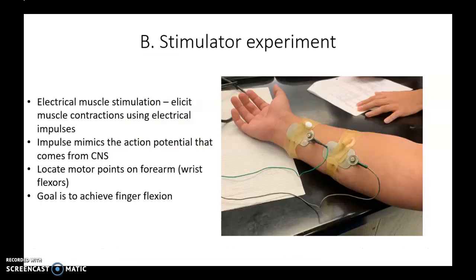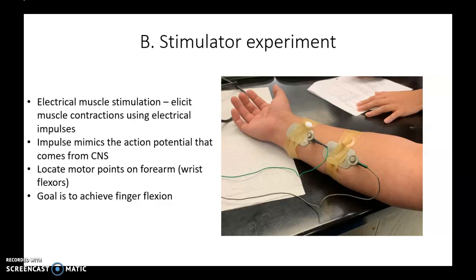Okay, now based on what we just talked about, there is a stimulator experiment that you can get to do. Basically this experiment is performed to elicit muscle contraction using electrical impulses.